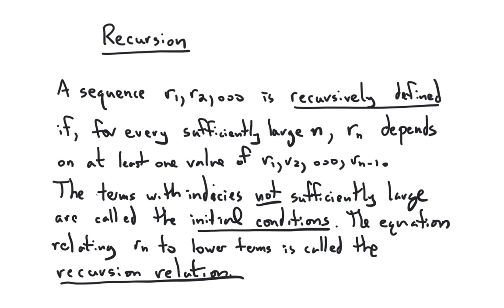And the terms that aren't sufficiently large, the ones where the recursion relation doesn't hold, we call the initial conditions. They're the ones that you have to just tell what they are before you can do the recursion. And the equation that relates Rn to the lower terms, we call that the recursion relation. So we'll look at a couple of examples here.